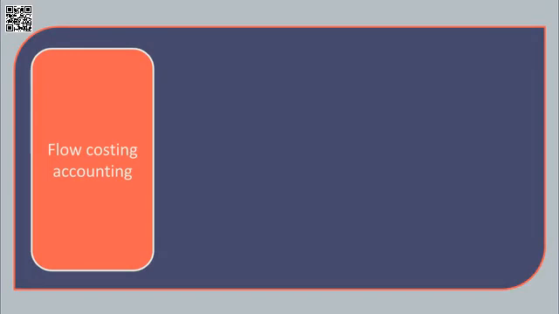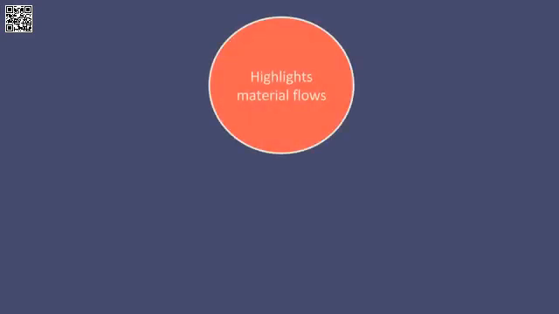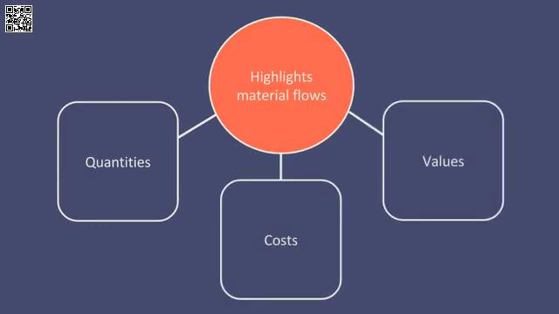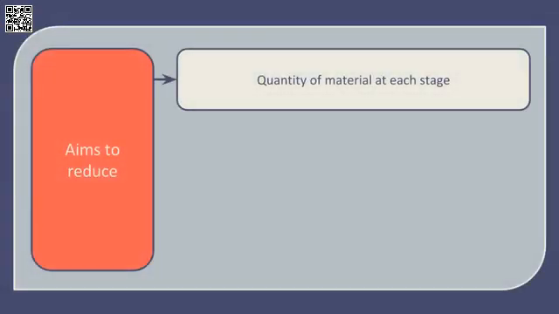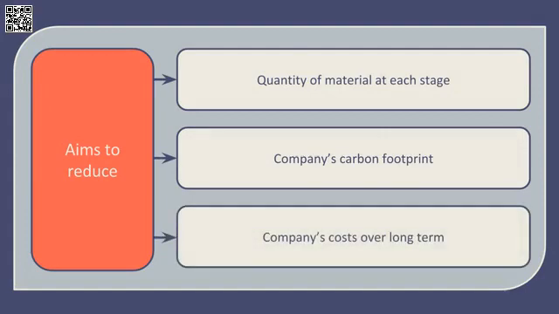Flow cost accounting. Flow cost accounting monitors the flow of material through a business in three categories of its organizational structure: the purchase of material, the production system and delivery to the customer, and disposal of waste. Flow cost accounting highlights material flows by examining the physical quantities involved, their costs, and their value at each stage of the organization. Flow cost accounting aims to reduce the quantity of material at each stage. Not only should this reduce the company's carbon footprint, which will have a positive effect on the environment, but it should also reduce the company's costs over the long term.